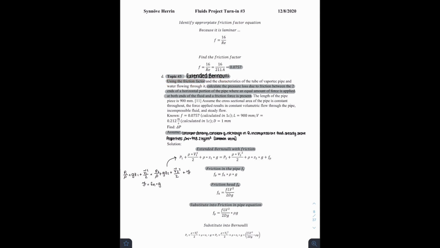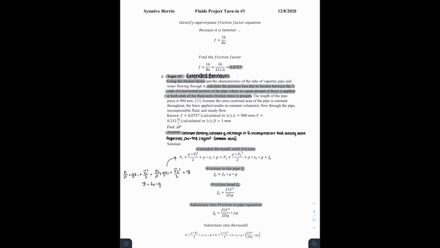For part D, we use topic 3, which is extended Bernoulli, and we have to use the friction factor calculated in part C to calculate the pressure loss due to the friction between the 2 ends of the horizontal portion of the pipe. For this question, we can assume constant density, constant G, no change in Q, incompressible fluid, steady state. We get our properties from the common units handout.